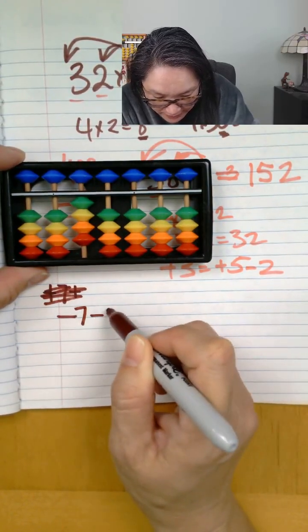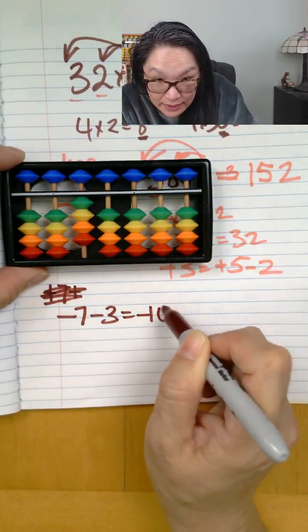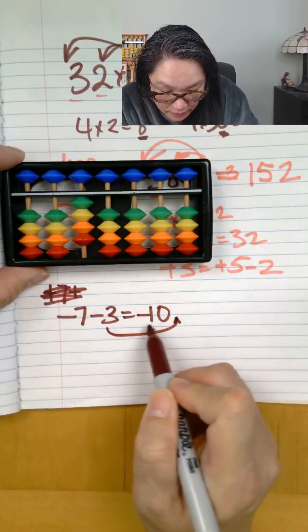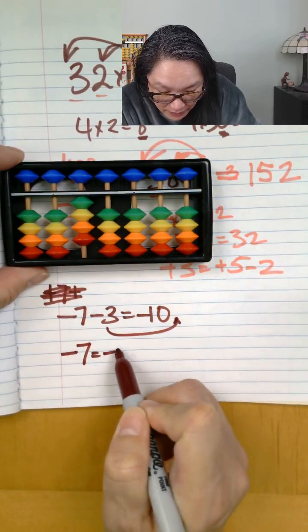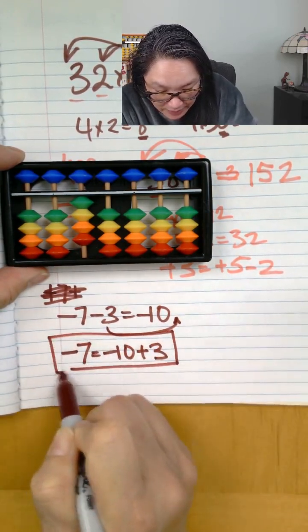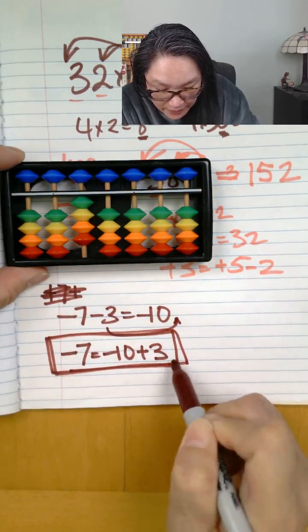Minus 7 minus 3 equals minus 10. Then what do I do? I move this over here, right? Minus 7 is equal to minus 10 plus 3. You need to memorize this. This is something we all have to memorize, right? So what are we going to do?